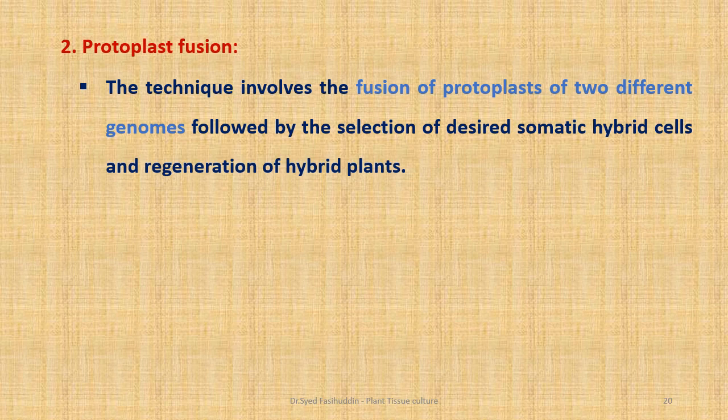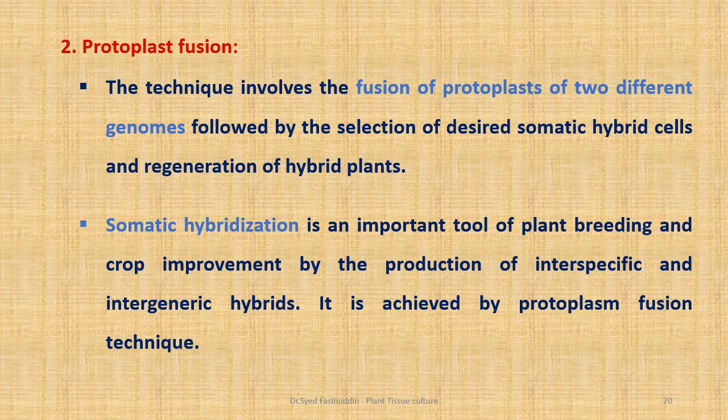Protoplast fusion. The technique involves the fusion of protoplasts of two different genomes followed by the selection of desired somatic hybrid cells and regeneration of hybrid plants. Somatic hybridization is an important tool of plant breeding and crop improvement by the production of interspecific and intergeneric hybrids. It is achieved by protoplast fusion technique.